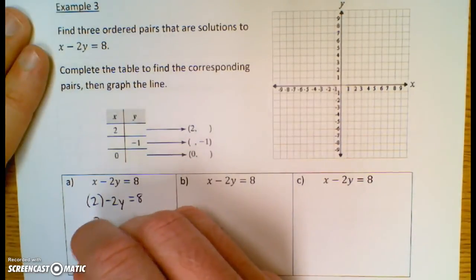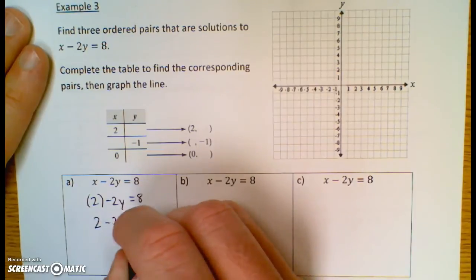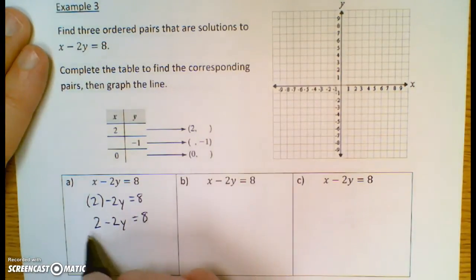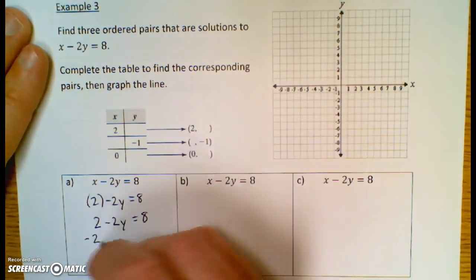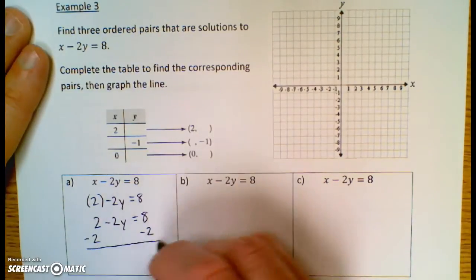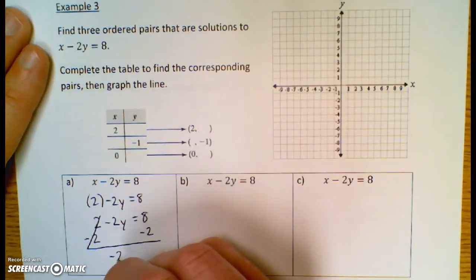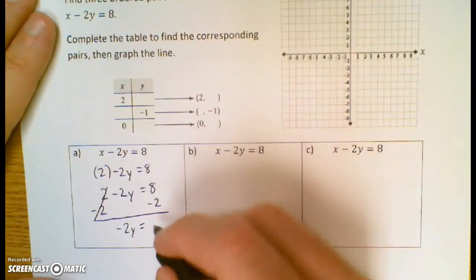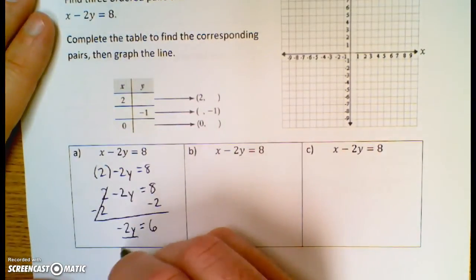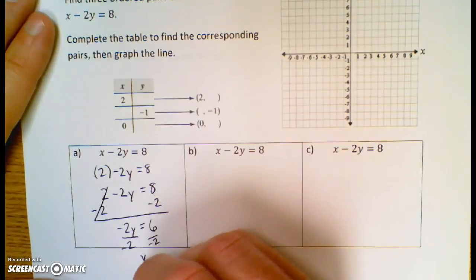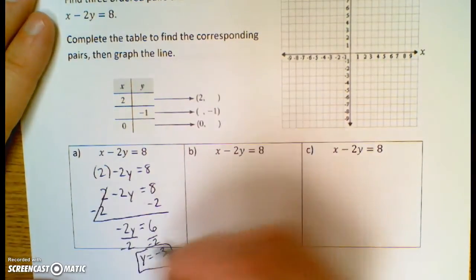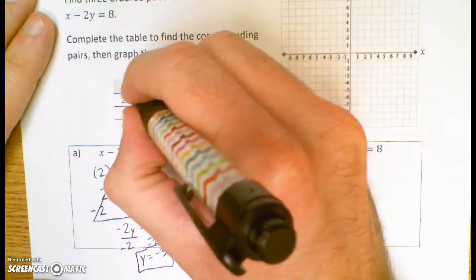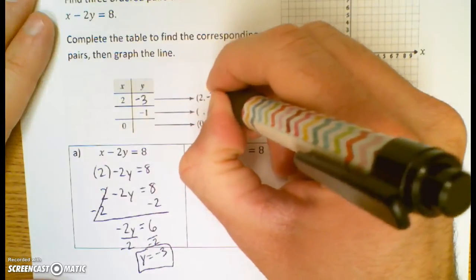I can drop the parentheses because there's nothing happening there. 2 minus 2y, well, I have to move this 2, so I'm going to subtract 2 on both sides. I have to undo it, so I get -2y equals 6. Divide by -2, y equals -3. So in the table, I can put y equals -3, and I can list that as a coordinate.